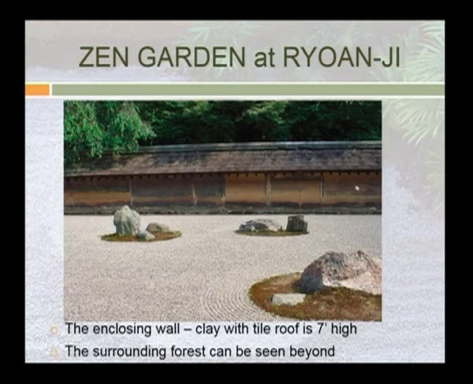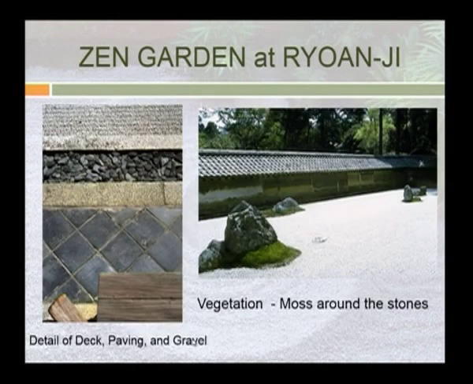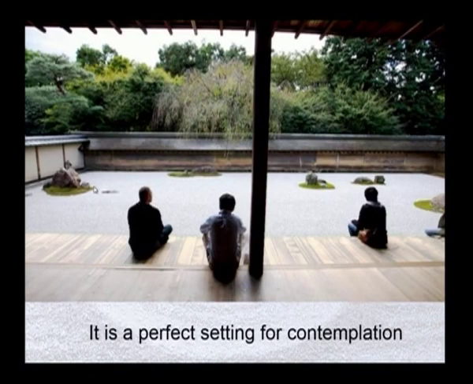We can see the enclosing wall. This is 7 feet high and it has a tile roof on top. We can see the plants beyond the enclosing wall, and we can see the entire arrangement is bounded by stones. So, this is a close up view of the raked sand, pebbles and the veranda of the garden, and the only vegetation in the garden is the moss around the stones. So, this Ryoanji garden is a perfect setting for contemplation.